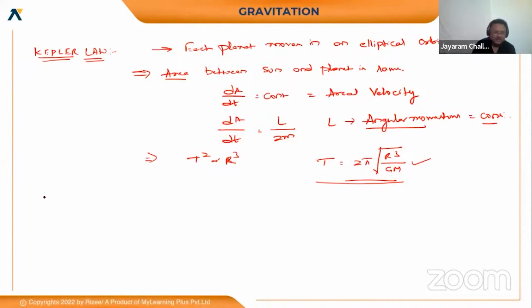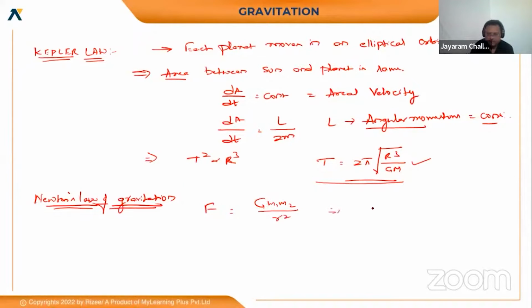Next one is going to be Newton's law of gravitation, that is force. Newton's law of gravitation is applicable only for discrete particles. This cannot be applicable for continuously distributed bodies. F is equal to G m1 m2 by r square.